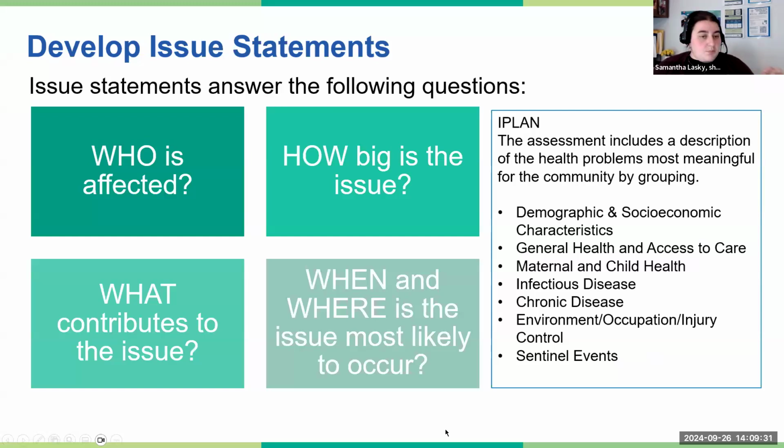The biggest piece of this, after you've taken all of that data, gone through your guiding questions, summarized it, pulled it together, and developed themes, is to develop your issue statements. The issue statement is a 1 or 2 sentence statement that identifies and summarizes why and how the issue occurs, how serious it is, and its outcomes and impacts. Issue statements should answer the following questions: who's affected, how big is the issue, what contributes to the issue, and when and where the issue is most likely to occur. You can use the data from your assessments that you highlighted when identifying themes to answer these questions.